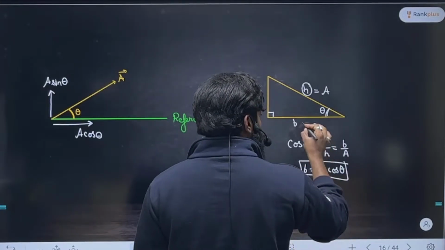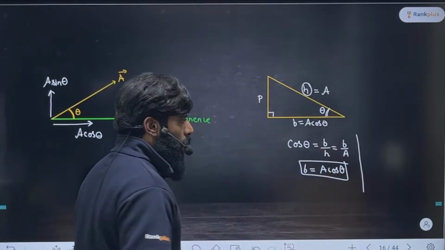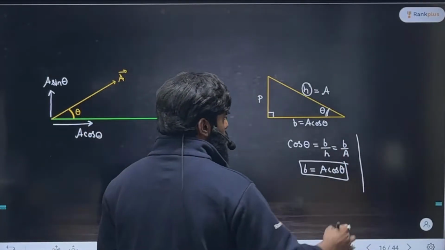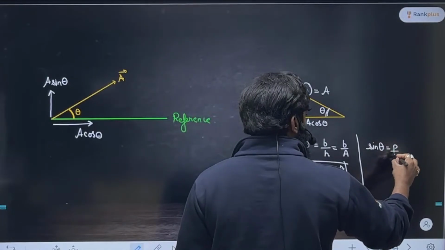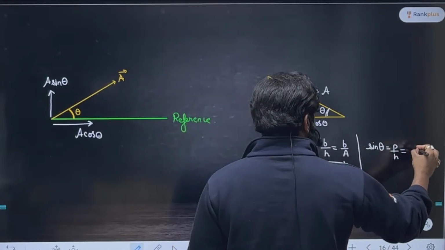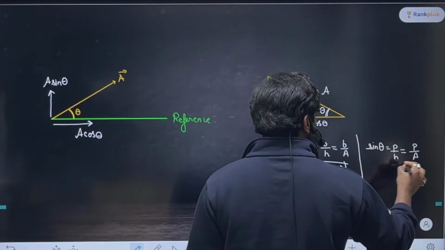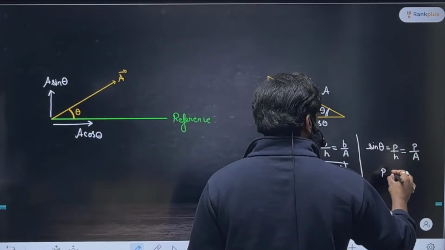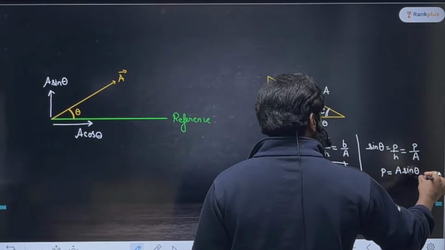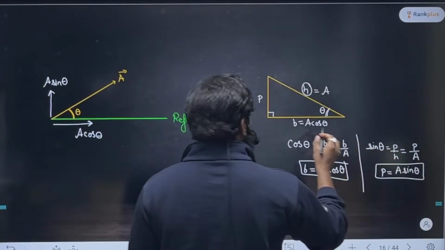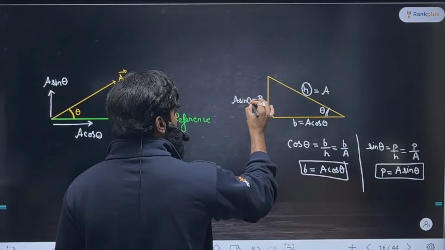So you could write this thing as A cos theta. Similarly, if you apply a sine theta here, sine theta will be equal to perpendicular by hypotenuse. Perpendicular we do not know, but the hypotenuse is A. So if you have to calculate the perpendicular here, you will be getting A sine theta. So this will become A sine theta here.